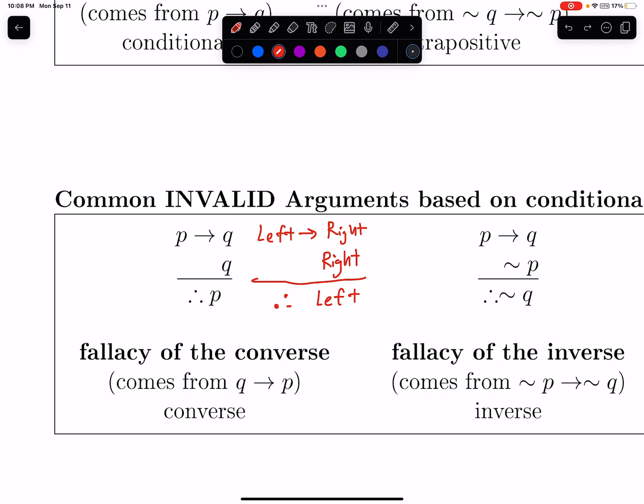It's invalid. Let me see if I can think of another example. Let's use the standard one. Let's use an alternative example here for the invalid ones. Let's say P is you're a square. We'll use the square and rectangle example. And Q will be you're a rectangle.